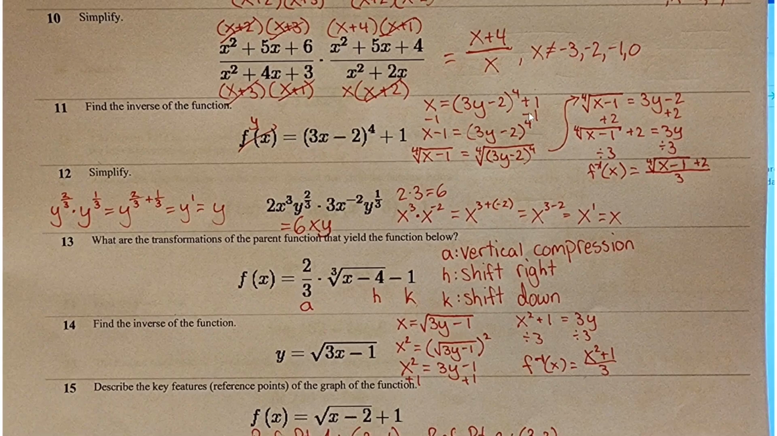I get rid of the plus 1 first. Then I get rid of the power of 4 with a root of 4. Then I get rid of the minus 2 with a plus 2. And then I get rid of the 3 with a division by 3. That's the inverse function. So if you want to plug in something for y and solve for x, plug that same thing in for x here, and it'll spit out the answer. That's what you should have plugged in for x in the original, right?